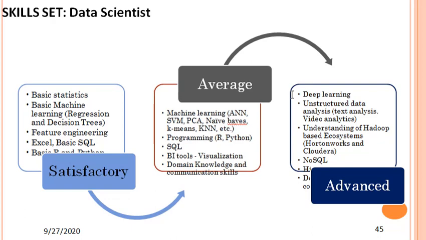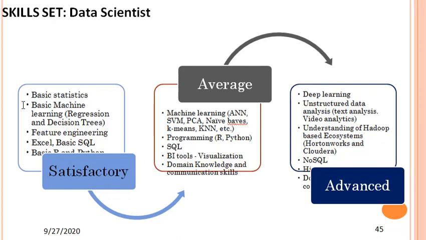Now, the skill sets which are required for our data scientists can be divided into three major categories, right? We can divide the skill set for a data scientist into an initial level, which is a satisfactory level, then an average level, which is the middle level, and then we also have an advanced level, right? Depending upon the skill set which our data scientists have, we can divide them into three categories. Now let's have a look at the main techniques and tools involved in each category.